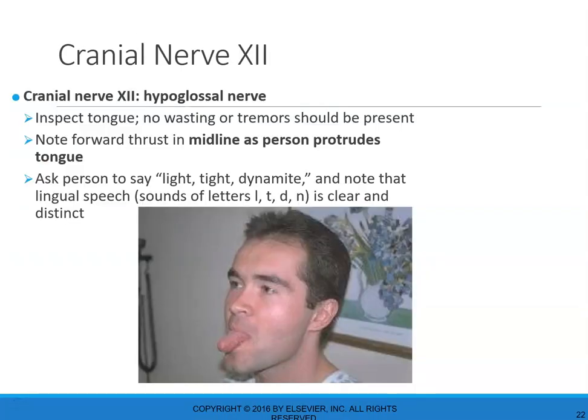With cranial nerve 12, this is the hypoglossal nerve. With this, you're going to inspect the tongue. You shouldn't notice any wasting or tumors. You're going to have the person stick their tongue out, and you'll notice that the midline protrudes as they stick their tongue out. Then you're going to have them say light, tight, dynamite, and you're going to note the sounds of the letters L, T, D, and N, and they should be clear and distinct.